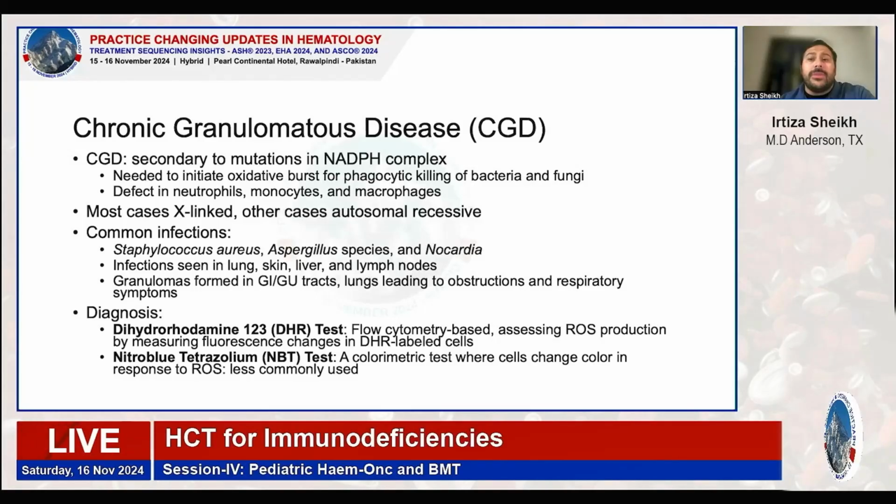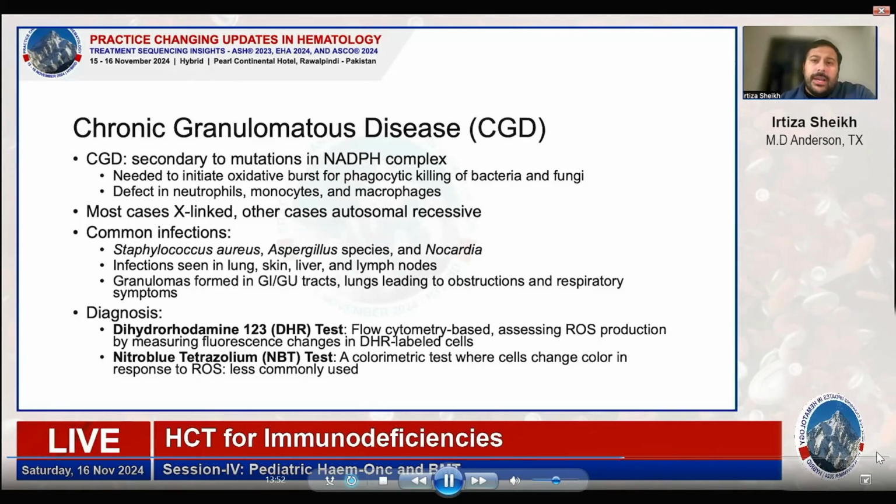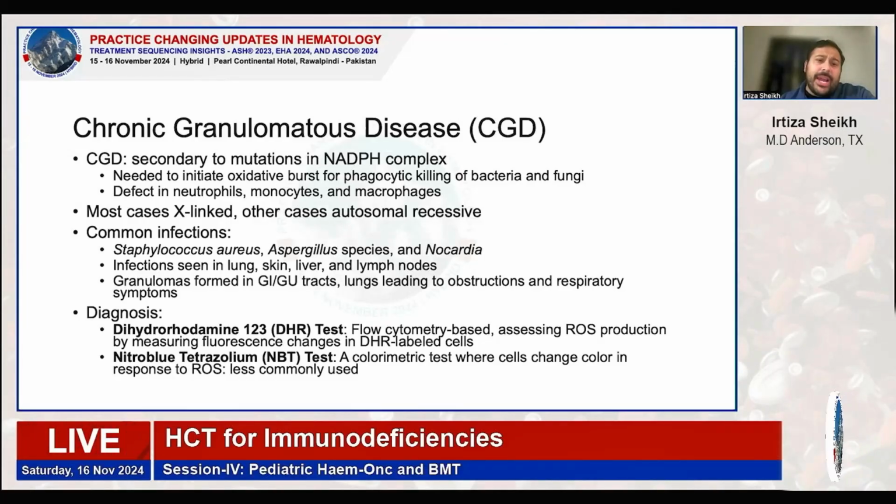Lastly, I'm going to go over chronic granulomatous disease, which, to my surprise, is actually one of the most common immunodeficiencies in Pakistan. It is generally an X-linked disorder associated with mutations in the NADPH complex, leading to faulty phagocyte killing. Generally, the presentation is associated with staph infections, aspergillus, and nocardia as well. And these infections can be seen in your major organs, your lungs, your skin, your liver, and your lymph nodes. These granulomas form in the GI-GU tracts. They can cause obstruction, especially in the GI tract, and they can also impact the lungs, again leading to severe respiratory symptoms and obstructions in those alveoli and bronchioles.